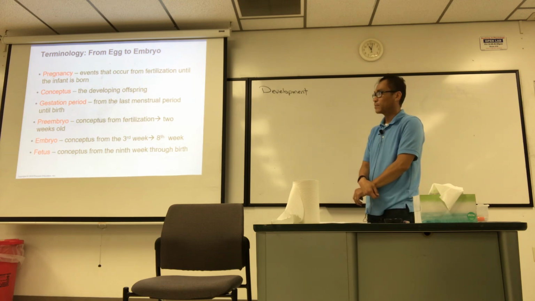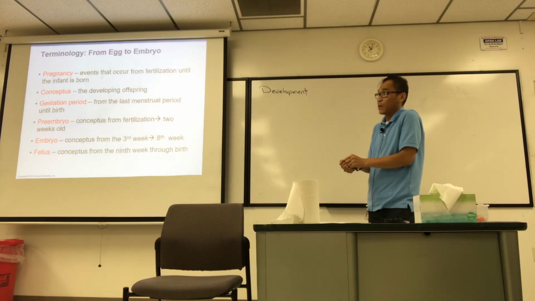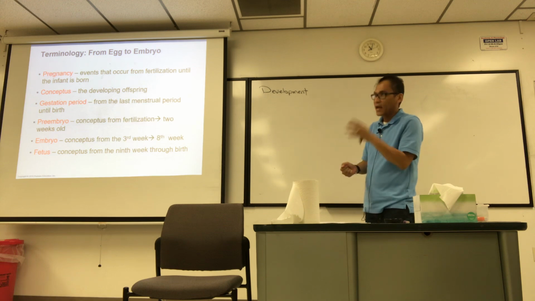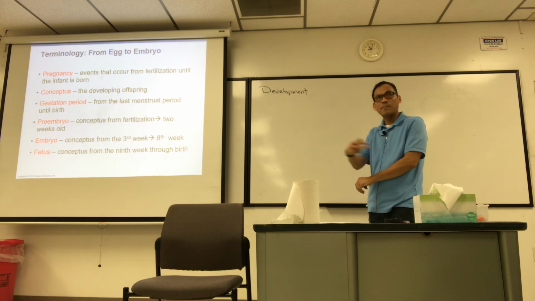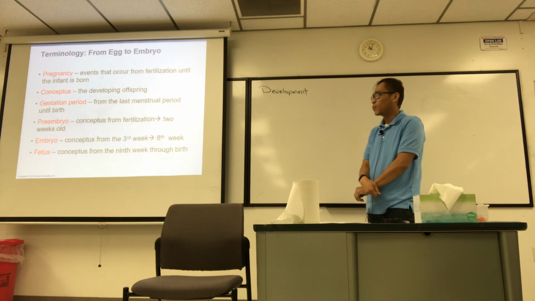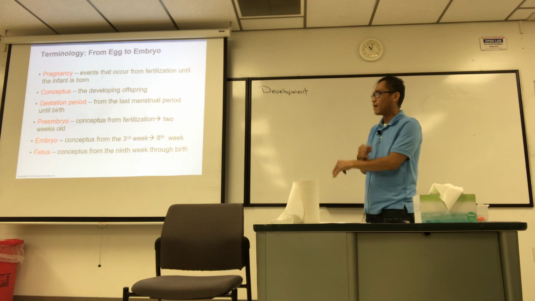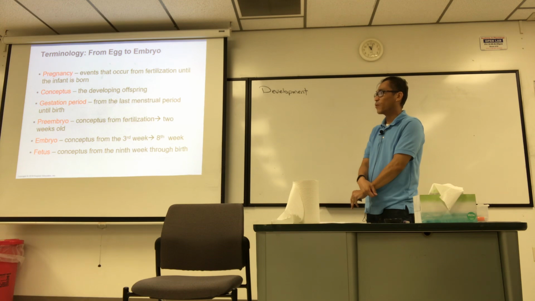So it goes by various names, but conceptus may refer to any one of those terms, the developing offspring, just depends when. Gestation is from the last menstrual period to birth. When a woman had her last menstrual period, she wasn't pregnant, but that's the event we can use to time when your due date is, 40 weeks later. Really, fertilization occurred, you assume, 2 weeks after the last menstrual period. Pre-embryo is the conceptus from fertilization all the way to 2 weeks.